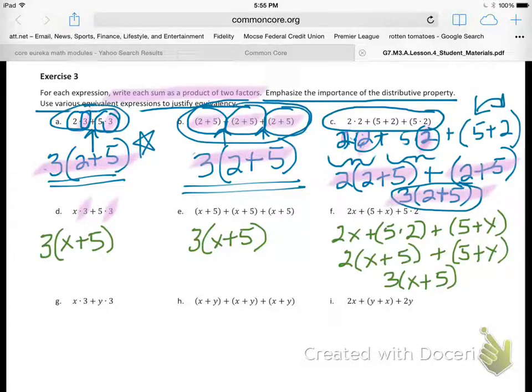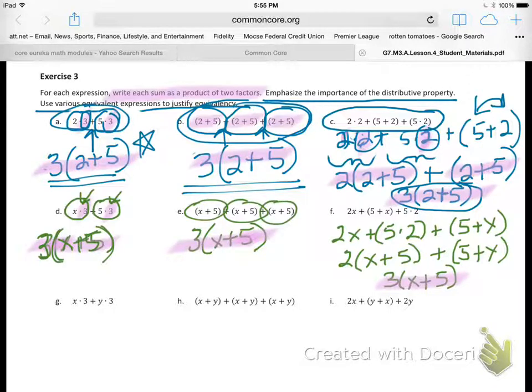Okay, well, for D, E, and F, it looks like they all turned out to be the same factored expression. Okay, and D and E were pretty clear to see. Two products, common factors, and then you factor that 3 out, and you had 3 times x plus 5. And E was similar to B in the sense that you had the x plus 5s, and that looks like that, factored out.